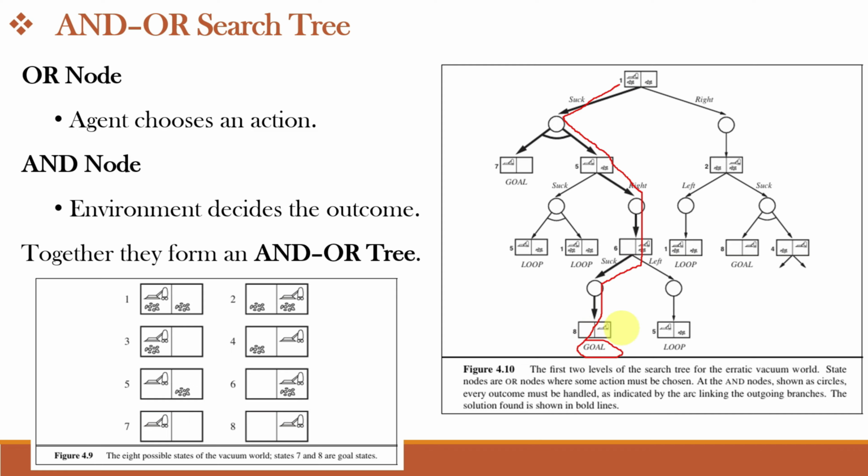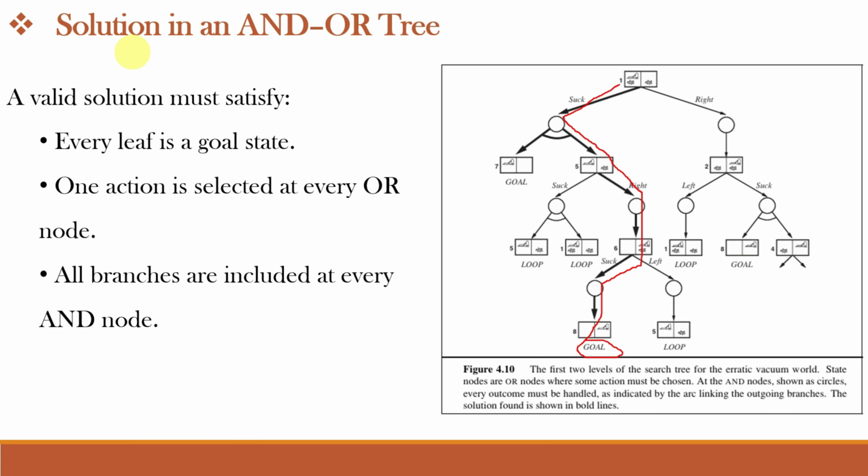Okay, and see, not every subtree is a valid solution. A correct solution must satisfy 3 conditions. First, every leaf node must be a goal node. Second, at every OR node, the agent selects only one action. And third, at every AND node, the solution must include every possible outcome because the environment can choose any one of them. And this guarantees that the agent can reach the goal regardless of which outcome occurs.